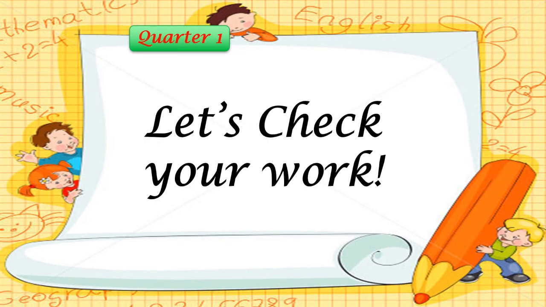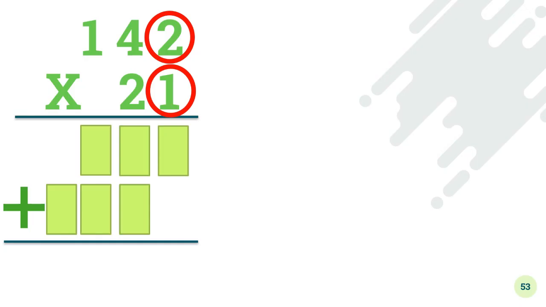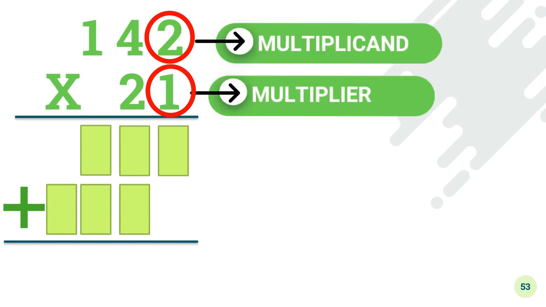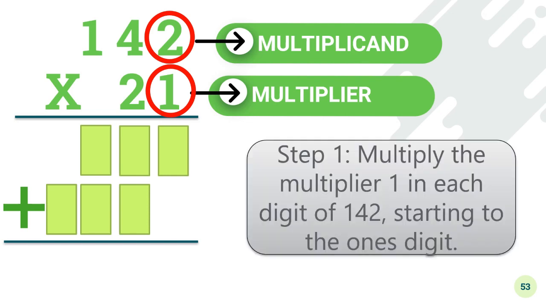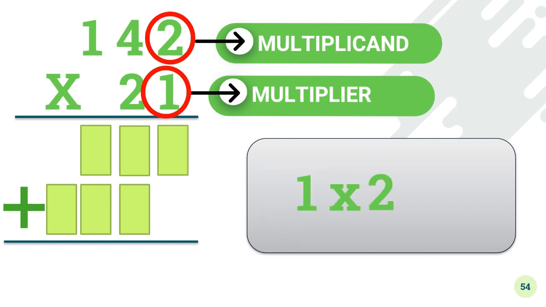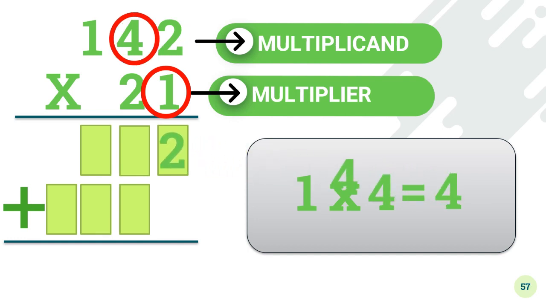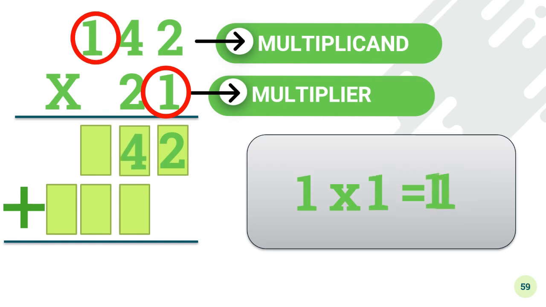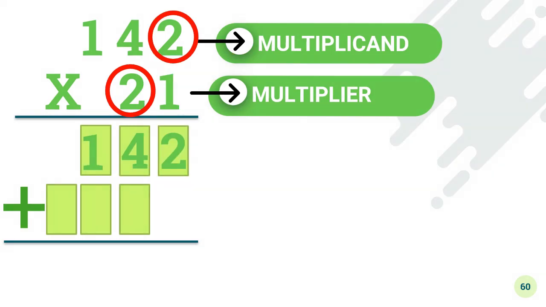Let's check your work. 142 times 21. 142 is the multiplicand and 21 is the multiplier. We multiply the multiplier 1 in each digit of 142, starting to the ones digit. So we have 1 times 2 is 2. Then 1 times 4 equals 4. And 1 times 1 equals 1.